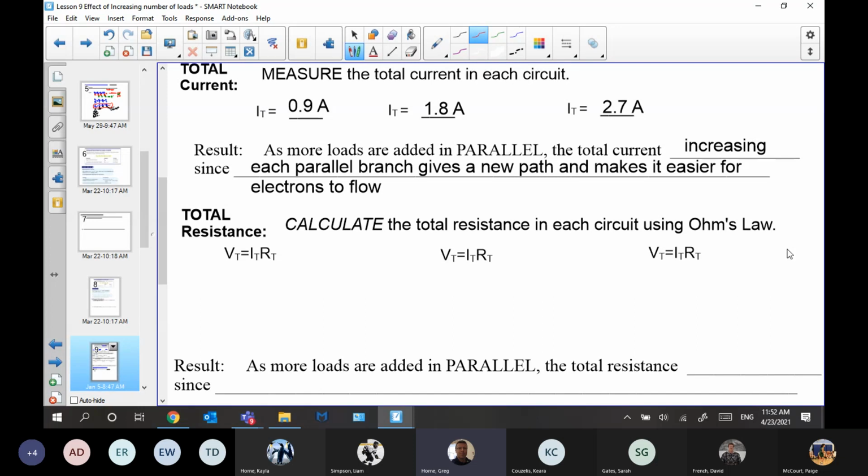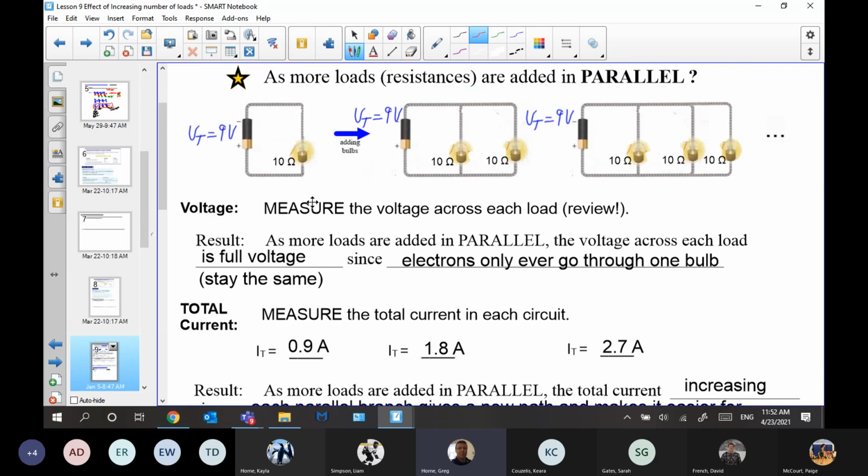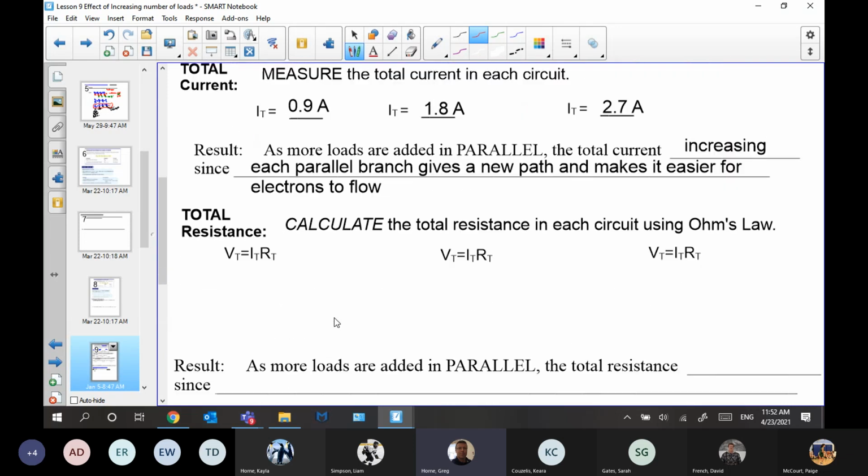So for each one of these, you can calculate the total resistance now because you've got a current and a voltage, right? So they're very similar to last time here where you're like, okay, we've got 9 volts total voltage. We've got a current of 0.9 and a total resistance. And of course, this one's just 10.